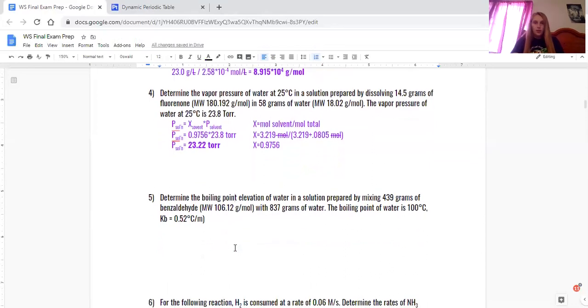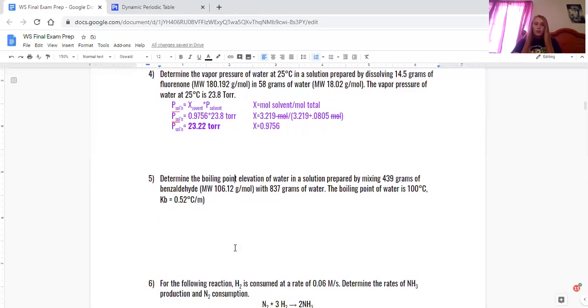All right, on to the next one. We're going to determine the boiling elevation of water in the solution prepared by mixing 439 grams of benzaldehyde with 837 grams of water. The boiling point of water is 100 degrees Celsius with a Kb of 0.52 Celsius per molal. Okay, so we're going to solve that.